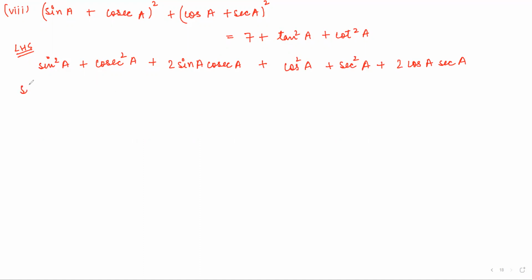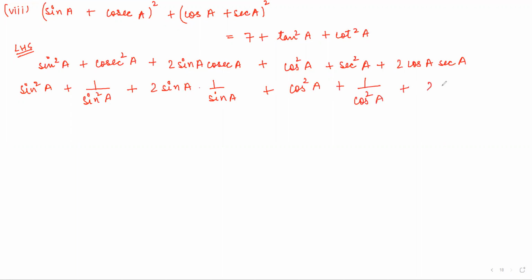So that becomes sin square A plus, can I write it like 1 upon cosec square A? I can write 1 upon sin square A, right? And then plus 2 sin A, and cosec becomes 1 upon sin A. Plus cos square A plus 1 upon cos square A and plus 2 into cos A. This sec A can be written as 1 upon cos A. Correct so far? Yes, ma'am. Okay.